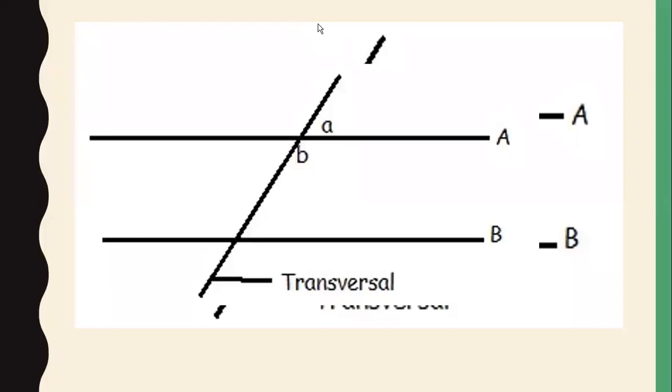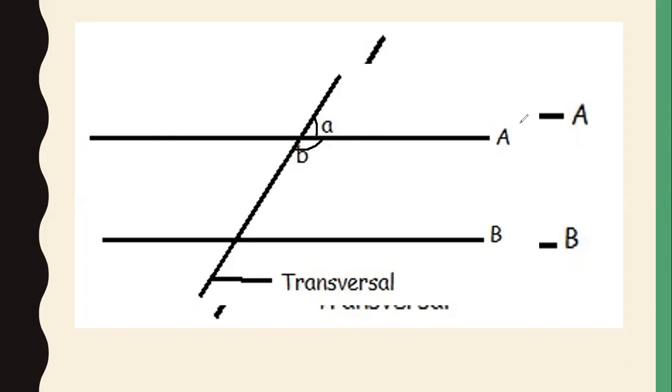That is a transversal. Now look at this angle A, and this is angle B. You can see these two lines are lying on the same straight line and side by side, and for that reason they are called adjacent angles.